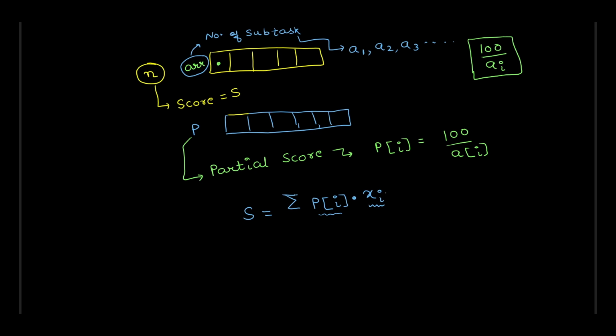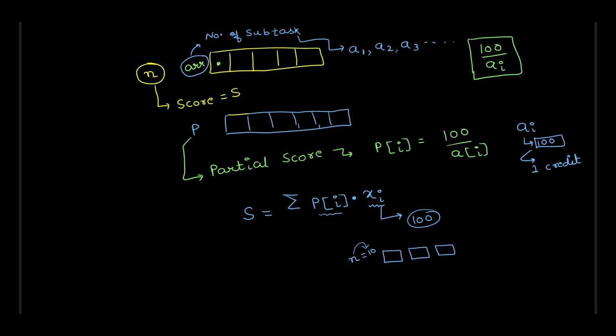Now, how many possible values of Xis are there? So in the worst case, AI can be equal to 100, meaning there are a total of 100 subtasks with 1 credit each. So the number of possible Xis is 100. And there are 10 such entries, because n is equal to 10. There are only 10 problems. So can we try out all the possibilities?